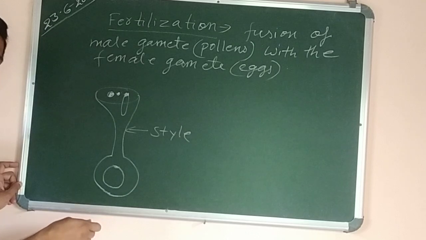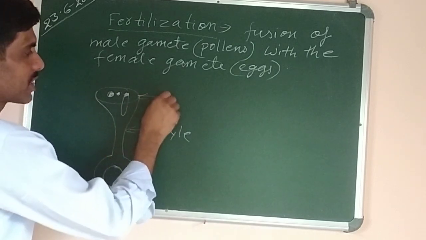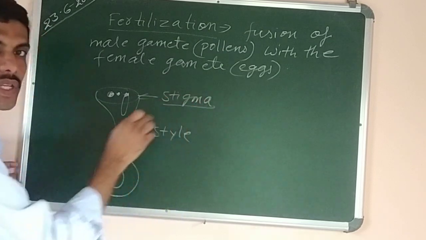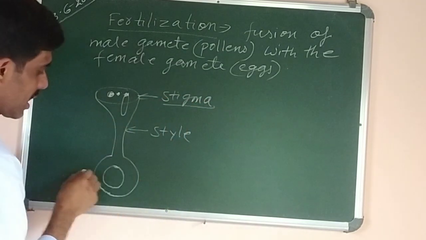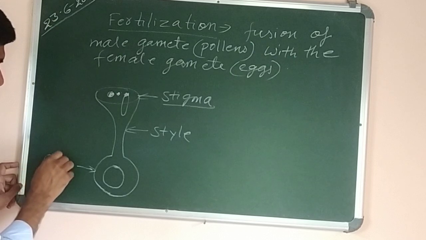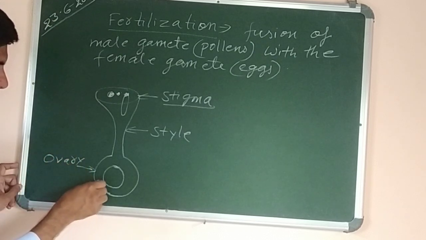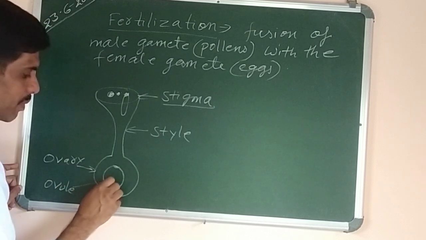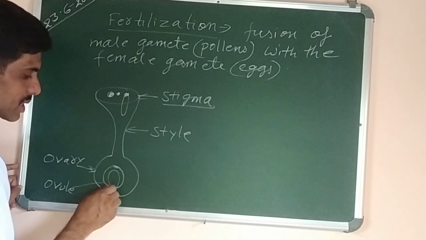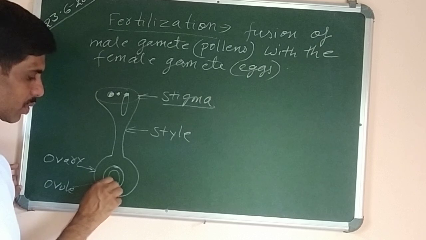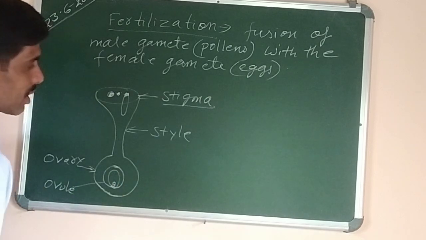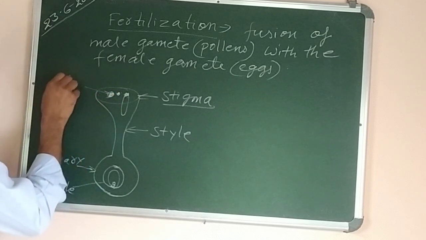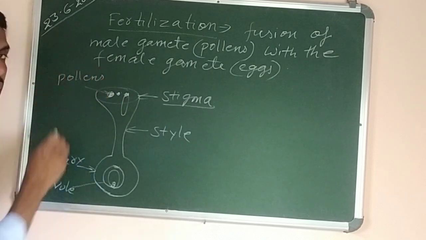Actually I have drawn one carpel. This one is called stigma. The broad, flat, sticky structure is called the stigma, the one which receives pollen grains. This one is the style. This one is called the ovary, the swollen basal part. And this one is called the ovule, inside which we have the embryo sac that contains the female gamete, which is known as the egg. Now these pollens which are deposited here contain the male gamete.